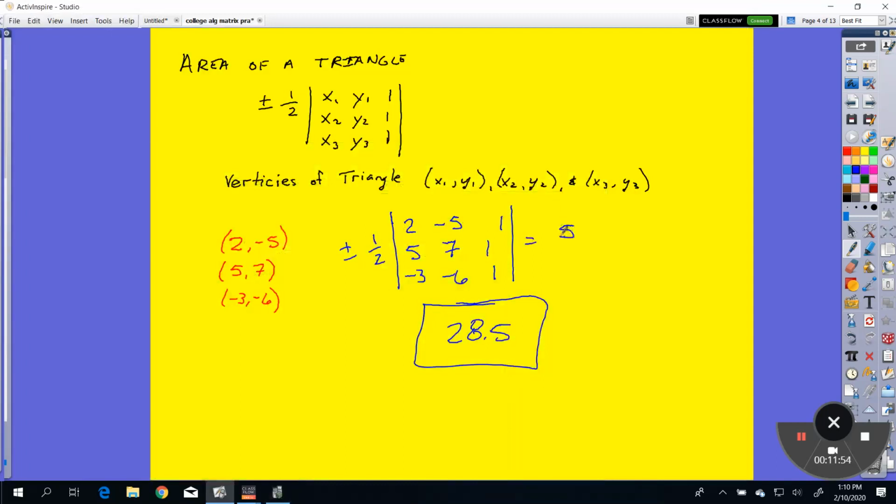So the divided by 2 is that multiplied by 1/2. That's the same as dividing by 2. So anyways, that's how you can find the area of a triangle, whatever units that is, those are units squared. So that's a quick way to find the area of a triangle using a matrix.